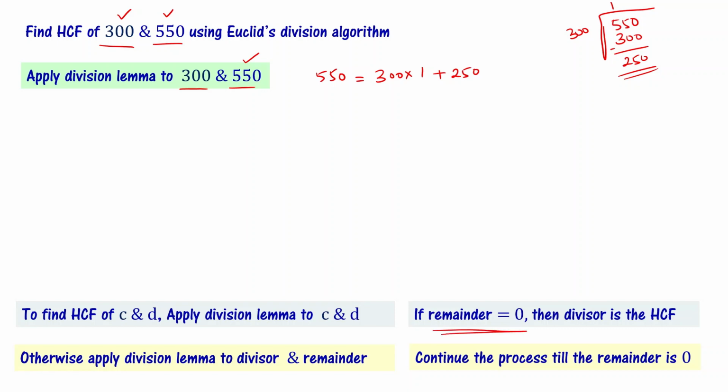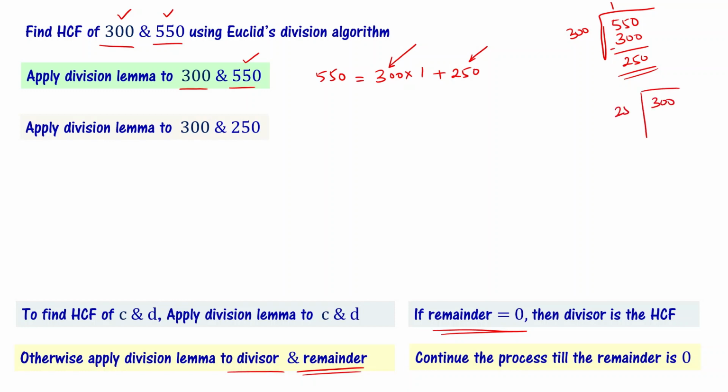Remainder is not equal to 0, right? It means we have to apply division lemma now to the divisor and remainder. In particular case lo divisor is 300 and remainder is 250, right? Now we have to apply division lemma to these two numbers 300 and 250. Let me divide 300 now with 250. 1 times 250. When you subtract, then what you have, 50 as the remainder, right? Again, I can write 300 equal to 250 into 1 plus 50.